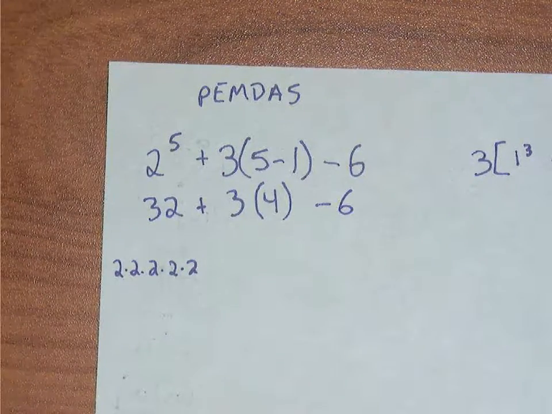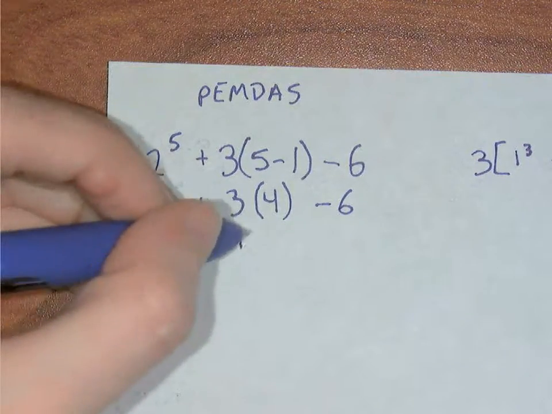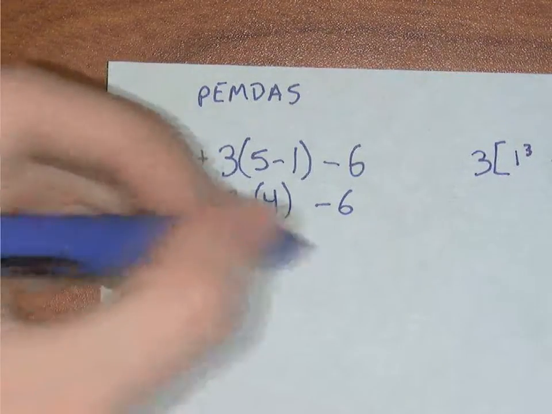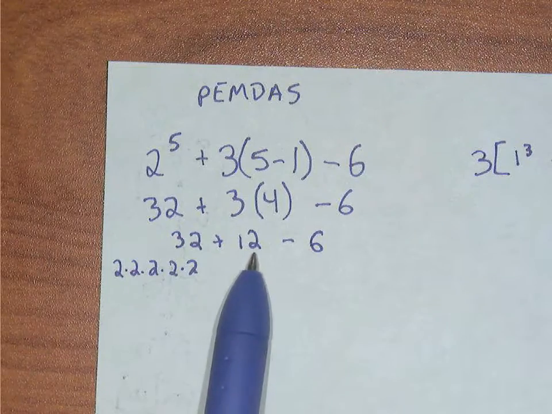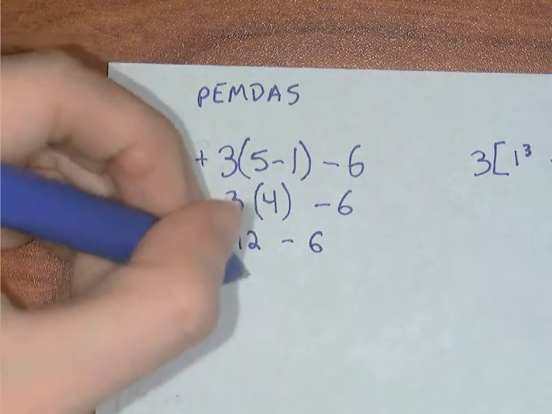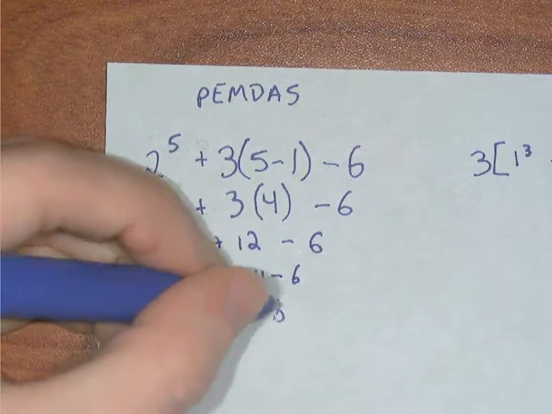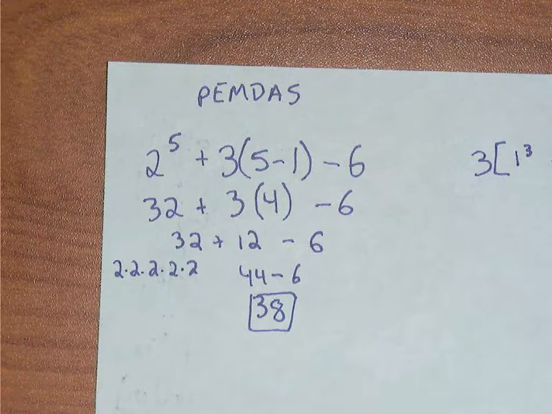And then I use my multiplication step of PEMDAS. So 3 times 4 is 12. So I'm going to rewrite everything around that. 32 plus 12 minus 6. 32 plus 12 is 32, 42, 44. 44 minus 6 gives me 38. So the answer to that order of operations problem is 38.